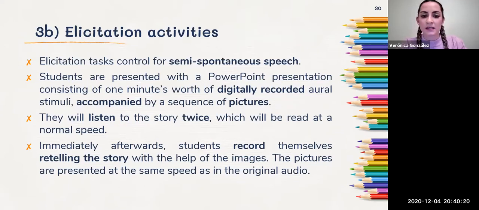Students are presented with a PowerPoint presentation consisting of 1 minute's worth of digitally recorded oral stimuli accompanied by a sequence of pictures. They will listen to the story twice, and it will be read at a normal speed. Then immediately afterwards, the students record themselves, again using the USB. They will retell the story with the help of the images. The pictures are presented at the same speed as in the original audio.